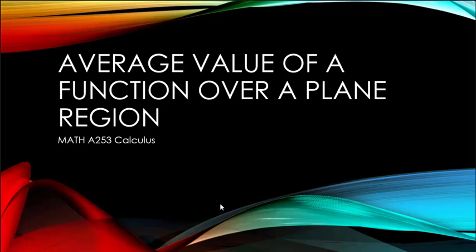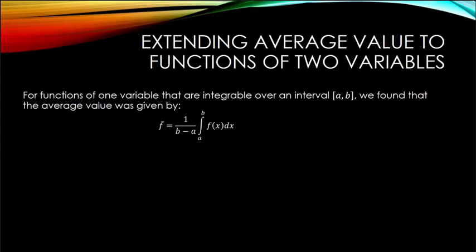Now let's look at finding the average value of a function over a plane region. I'm basically extending the ideas we worked with for functions of one variable to working with functions of two variables. When I had functions in one variable that were integrable over a closed interval from a to b, we found that the average value was given by the average of the function is equal to 1 over b minus a times the integral from a to b of f of x dx.